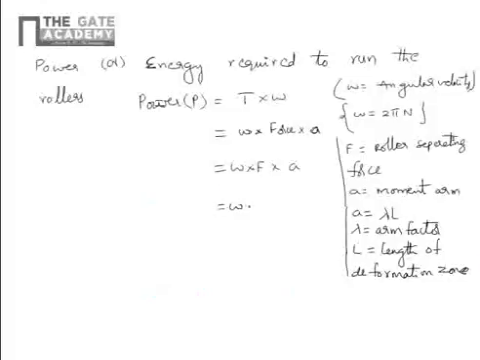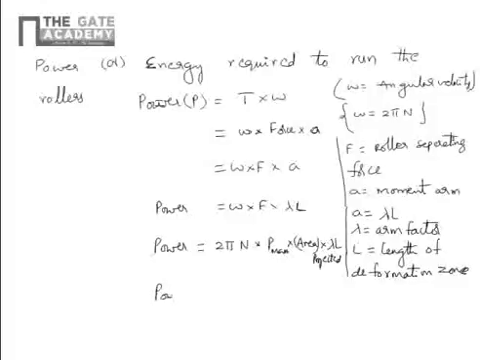So omega into force into A is nothing but lambda L. If you remember, L is equal to root R delta H, the length of the deformation zone. So power equals omega, which is 2 pi n, into force. You can write force as P max, the pressure, into the projected area, into lambda L.